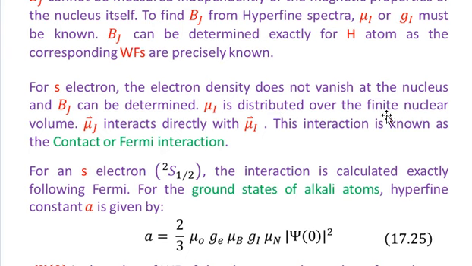Mu I is distributed over the finite nuclear volume, and mu j interacts directly with mu I. So the magnetic moment of the electrons will interact with the magnetic moment of the nucleus. Due to their interaction, the interaction is known as the contact or the Fermi interaction. And you know that this interaction is responsible for the hyperfine structure.